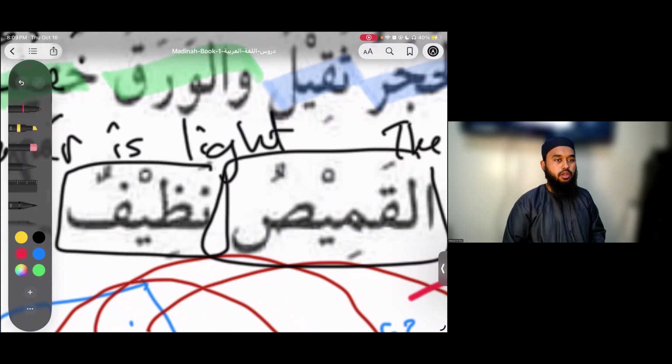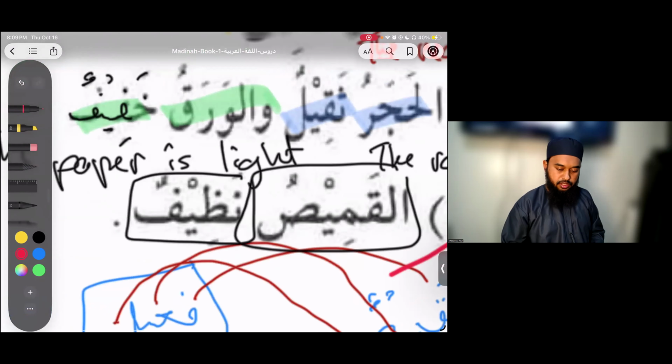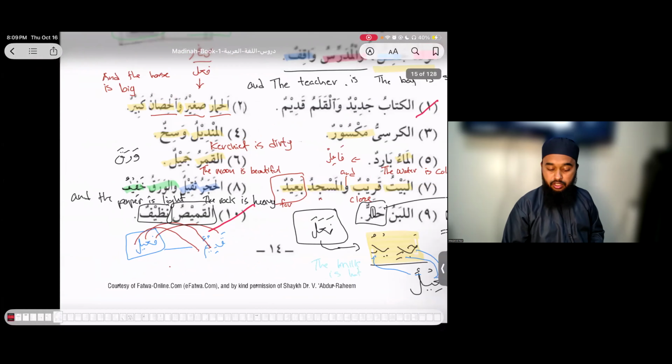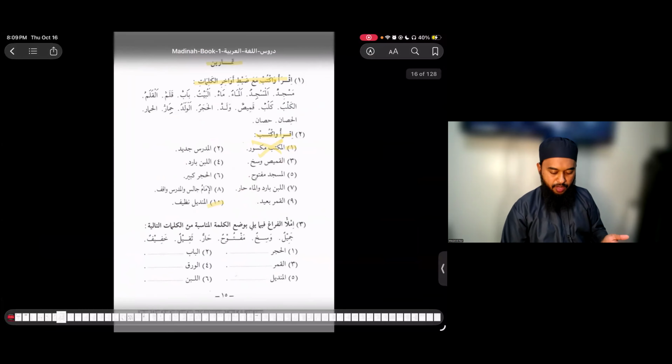The shirt is clean. Again, subject, predicate, mubtada' khabar. Okay? So this is technically the revision. We've done until here. This is just exercises, tamarin. We've done all this. And in this tamarin, they just teach you new words and new sentences.